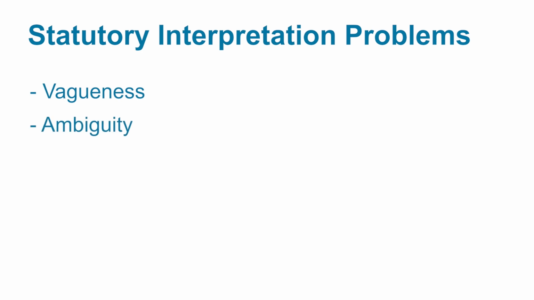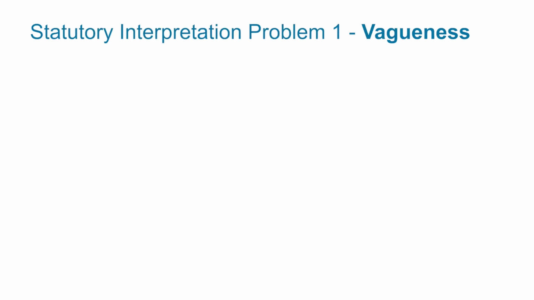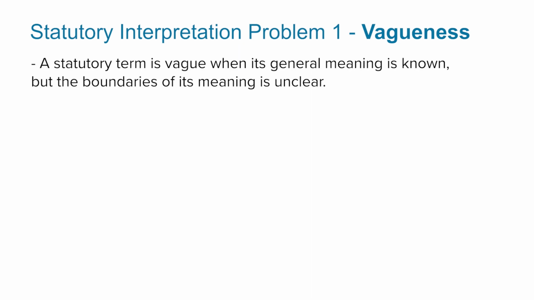In plain English, these words are synonyms. They both indicate a lack of clarity. But there are actually 2 distinct ways in which a statute can be unclear. And in the world of legal practice, there's an important difference between those 2. Let's start with the problem of vagueness. A statutory term is vague when its general meaning is known, but the boundaries of its meaning are unclear.